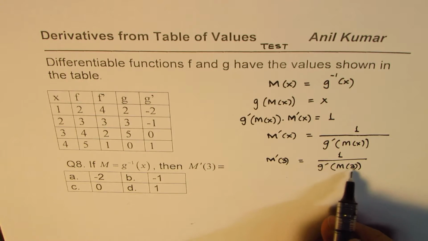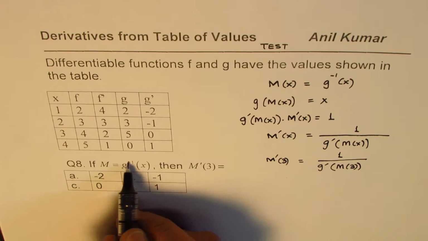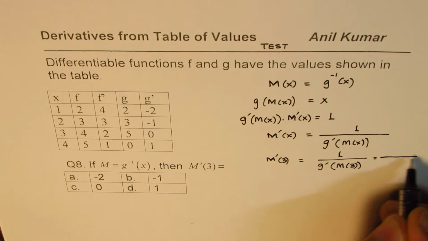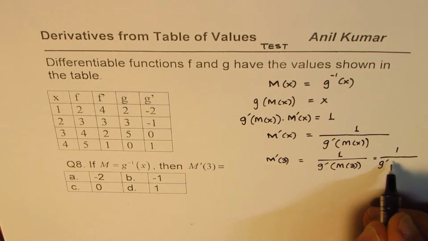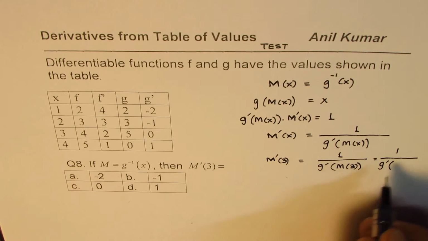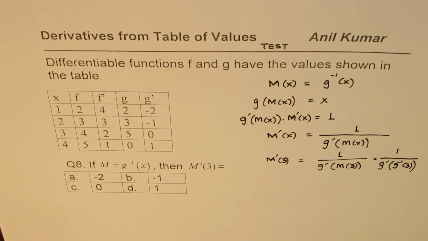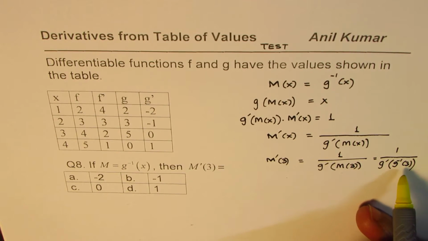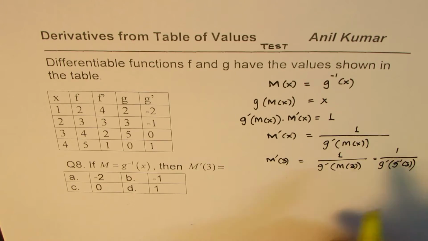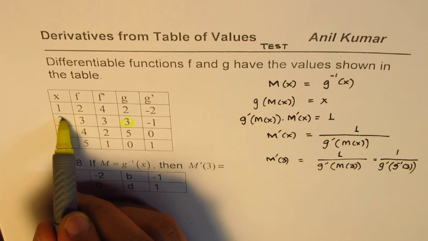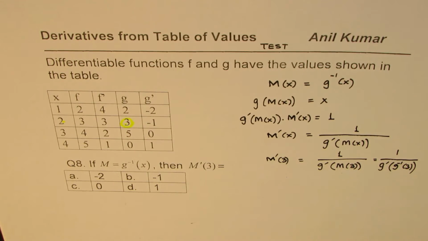Now what is m of 3? M of 3 will be g inverse of 3, right? So let me rewrite this as equals to 1 over g prime g inverse of 3. Correct. Now from the table we can read the values g inverse of 3. So that means for 3 being g value, what is the x value? That is the inverse, right?